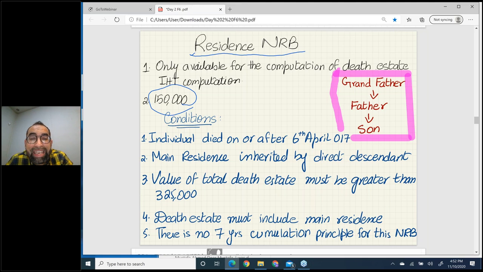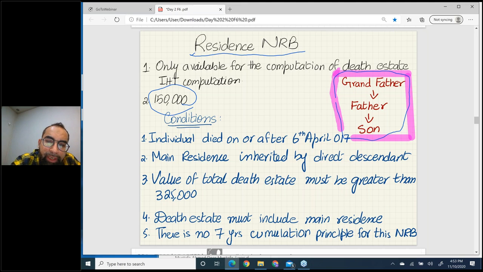Number two, main residence inherited by a direct descendant. Look at this highlighted sketch: you have to give your property downward in your generation. For example, father is giving to son, father is giving to daughter, or grandfather giving to grandson. It should not go sideways. For example, if in the will it is written that you have given the main residence to your brother, you are totally disqualified from this relief. So this is a must. Grandfather to father to son, it should go like this.